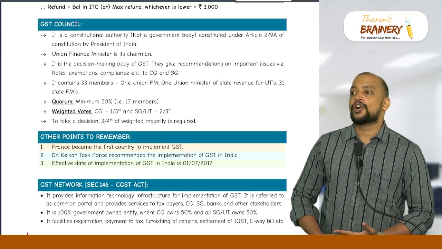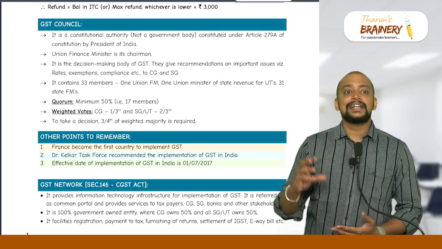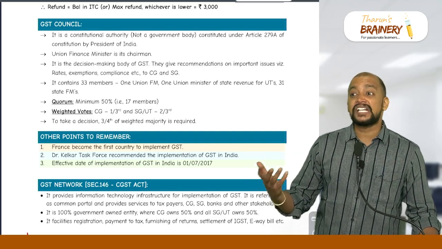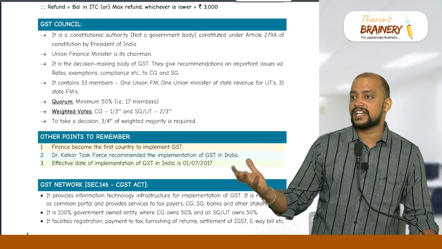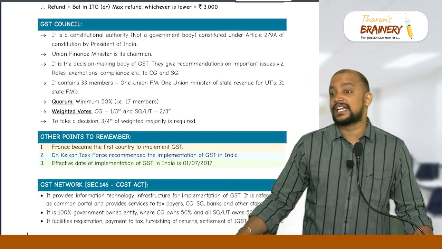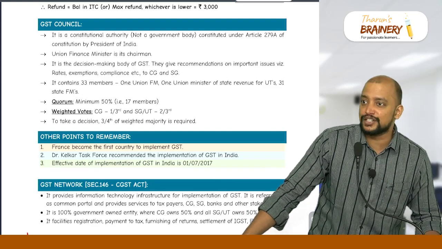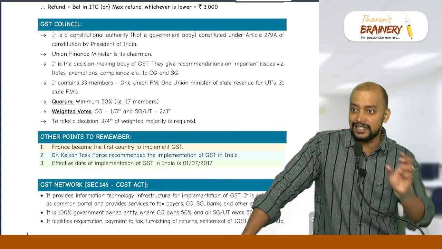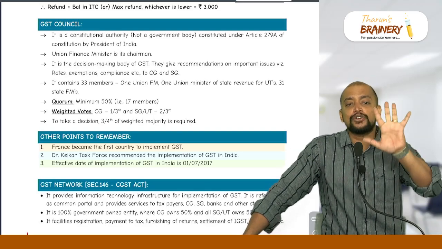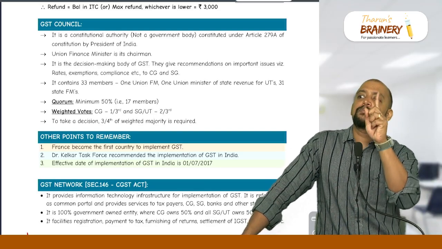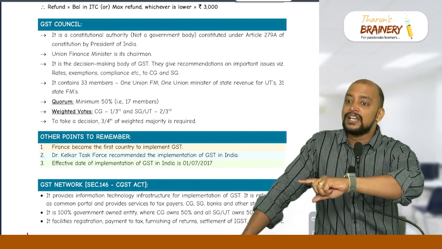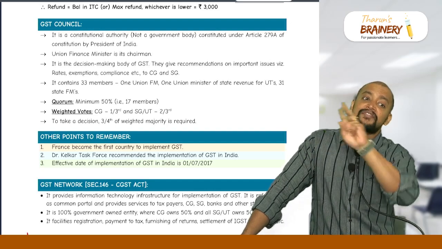For that reason they constituted one council, and in this council there will be the union finance minister as well as state finance ministers. So how many states have we seen? 31 states. How? 28 plus 3 union territories with state legislature. So 31 state finance ministers will be there, and for 5 union territories one MP will be appointed who will be in charge of the revenue for these 5 union territories, one union MP plus the union finance minister.